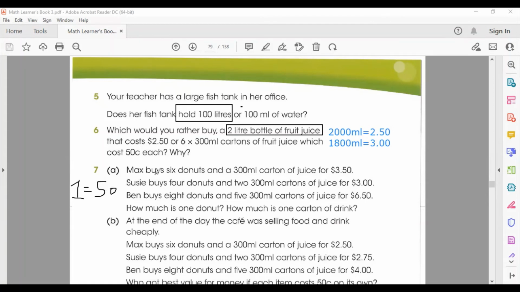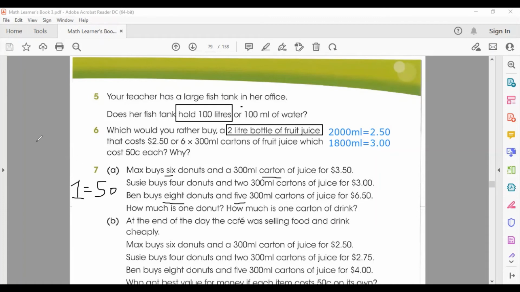Now you can see here, if there are 6 and 1 carton, 7 items, 350 cents. If 1 is equal to 50, so 7 items, 350. 6 items, $3. When buying 8 and 5 cartons, so 8 plus 5.